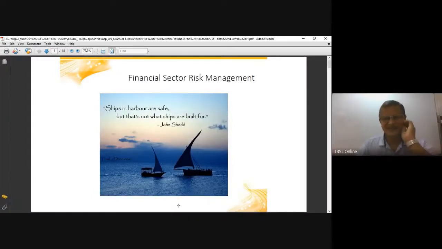Banking is a business. When I say business, it also needs to take risk in order to make profit, to add value to shareholders and to all stakeholders, including employees, including customers, because they are stakeholders. You need to give loans, and you have to undertake various types of risks.